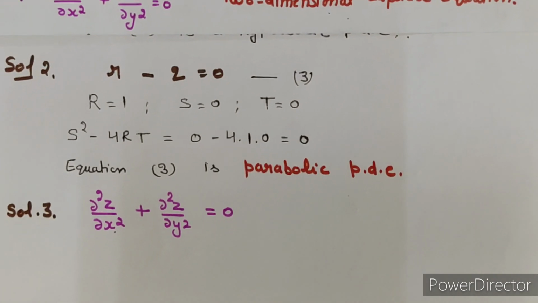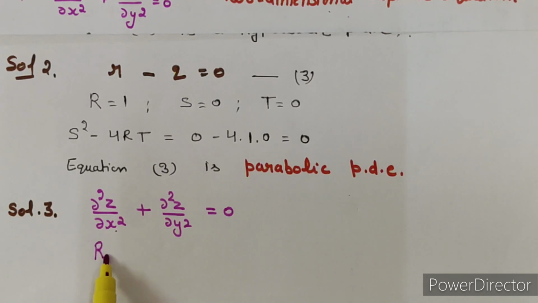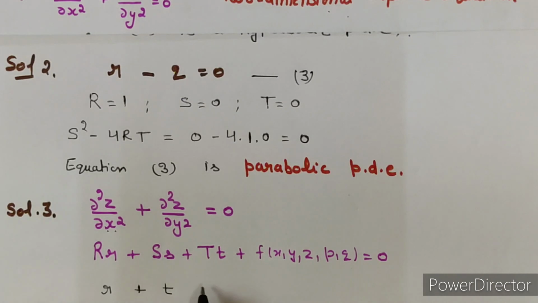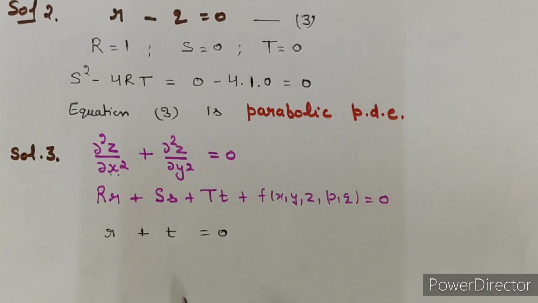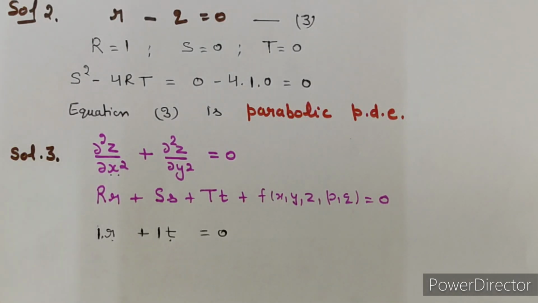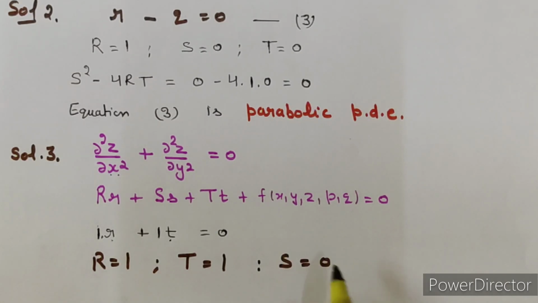Now to find the nature of these classifications, again compare this with Rr plus Ss plus Tt plus a function of x, y, z, p and q equal to 0. Here twice partial derivative with respect to x, so it is small r. In an examination, the question can be written in the form of r plus t equal to 0, where r and t have the usual meaning. So you should know what r and t are here. Now comparing the coefficients, here is 1, here is also 1. So capital R is 1, capital T is again 1, and the value of S is equal to 0 here.